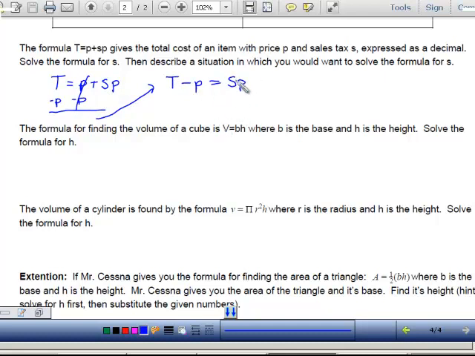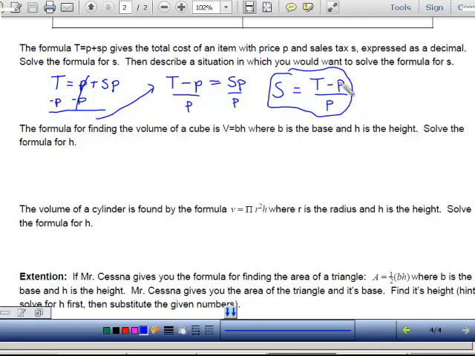We're almost finished. Try to get S by itself. We would divide both sides by P. So what we're left with is the sales tax is equal to total cost minus the price divided by the price. You can leave it in this form, that's okay.